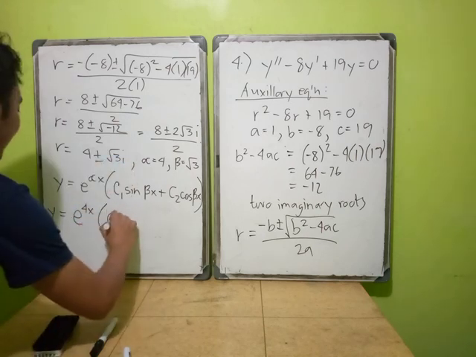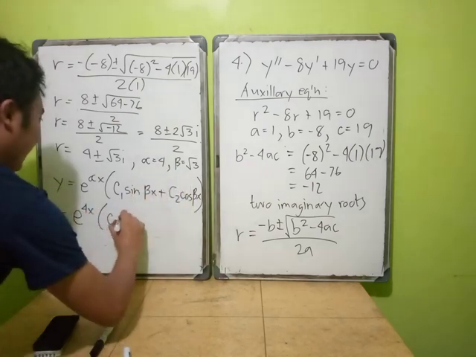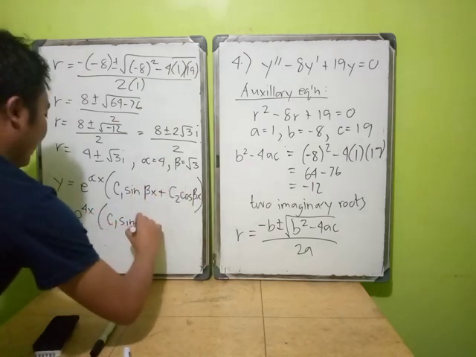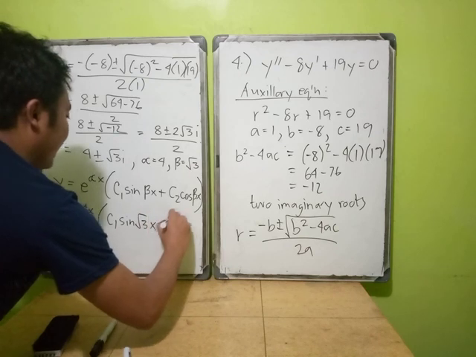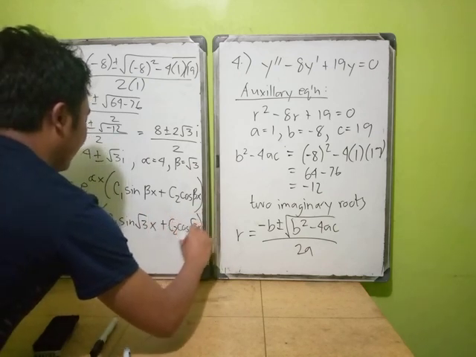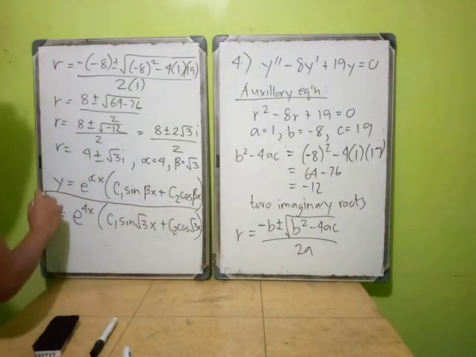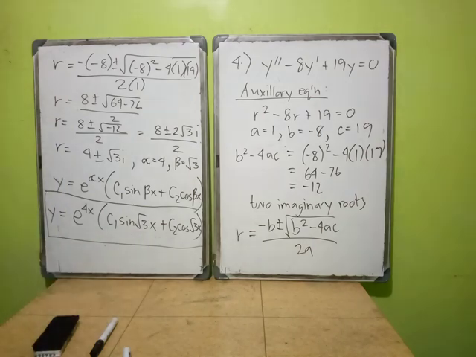C sub 1 sine square root of 3x plus C2 cosine square root of 3x. So this will be your final solution to this problem. Okay? So it is quite easy. Okay? So that is how we solve auxiliary equation.